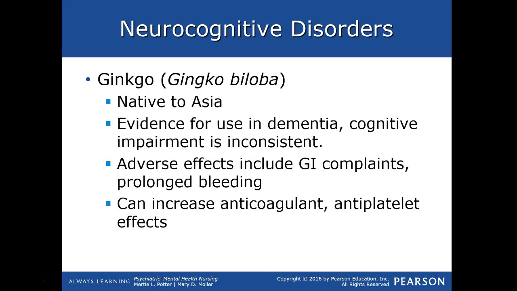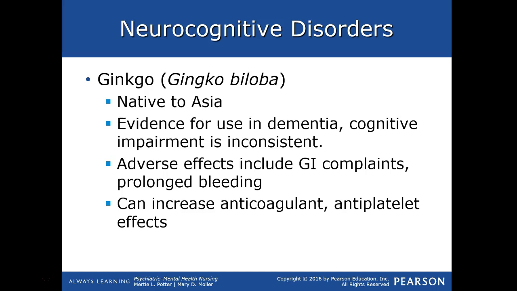Ginkgo biloba, I'm not even going to try to pronounce that again. I butchered it too badly. But anyways, this is native to Asia. You see this advertised on TV a lot. Again, there is evidence for use in dementia and cognitive impairment, but it's inconsistent. There's no true research out there that says this actually works. Some people it works for, some people it doesn't.